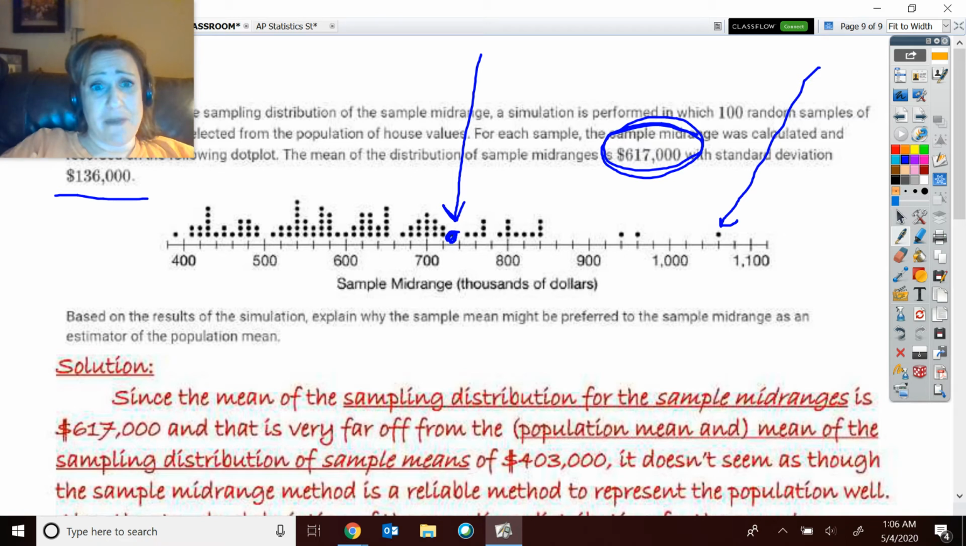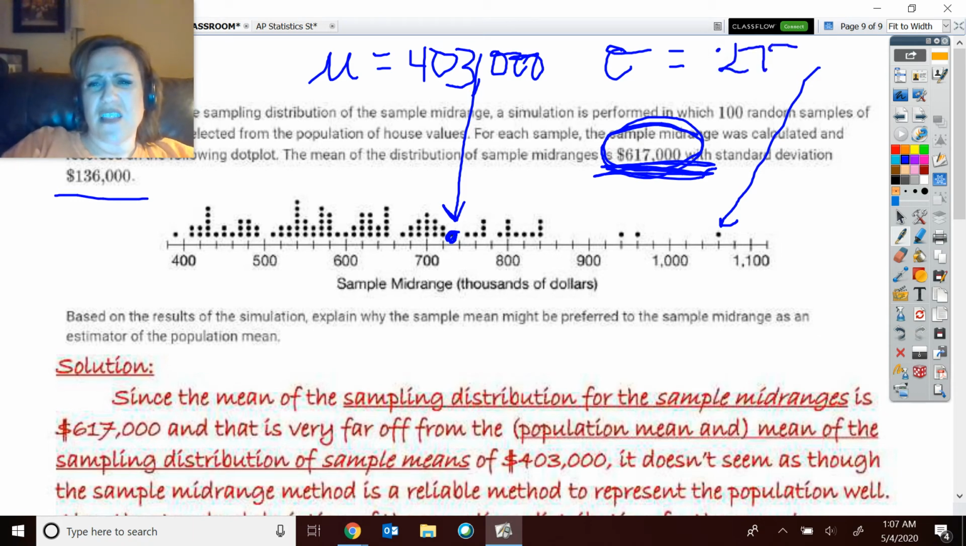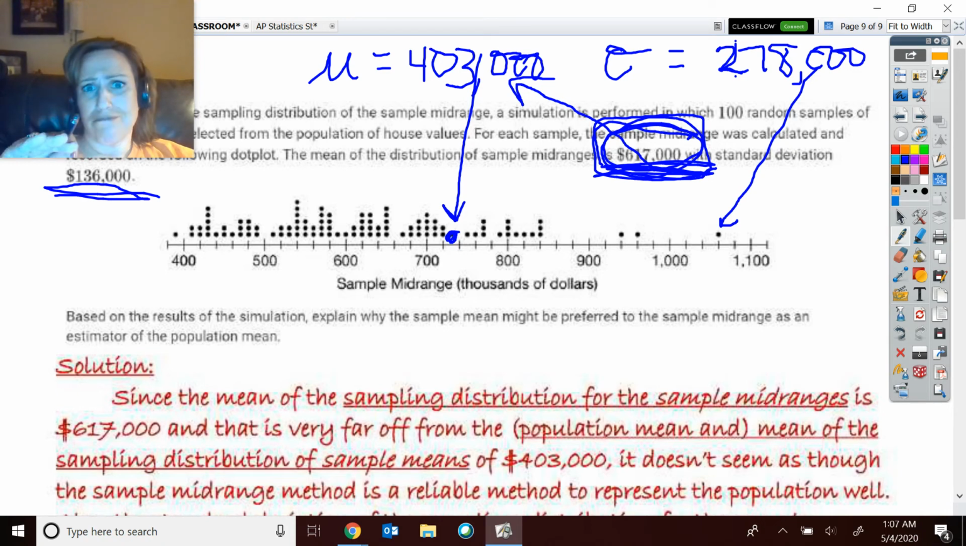Okay, so first of all, let's think about this. This one gives a mean of 617. And what's the original mean? The original mean of the population was 403,000. The original standard deviation of the population was 278,000, I think. Okay, all right. So yeah, it was a little less variability. But hello, this center was not even close to that right there. Not even close. Okay?